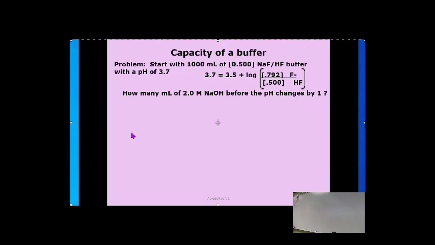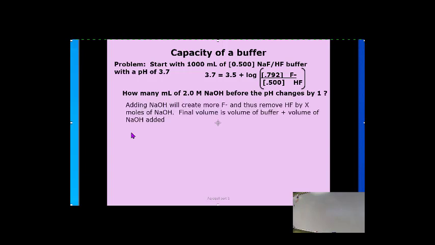So I'm trying to get from 3.7. And by the way, if I'm adding sodium hydroxide, what's it going to end up at? If I'm changing by 1, is it going up or down if I'm adding sodium hydroxide? It's going up, right? So how much before this changes to 3.8 is really the question, right? So adding sodium hydroxide will create more F minus, right? Because sodium hydroxide is going to pull off one of these, and it's going to leave an F minus behind. So this is going to grow, and it's going to make this shrink, right?